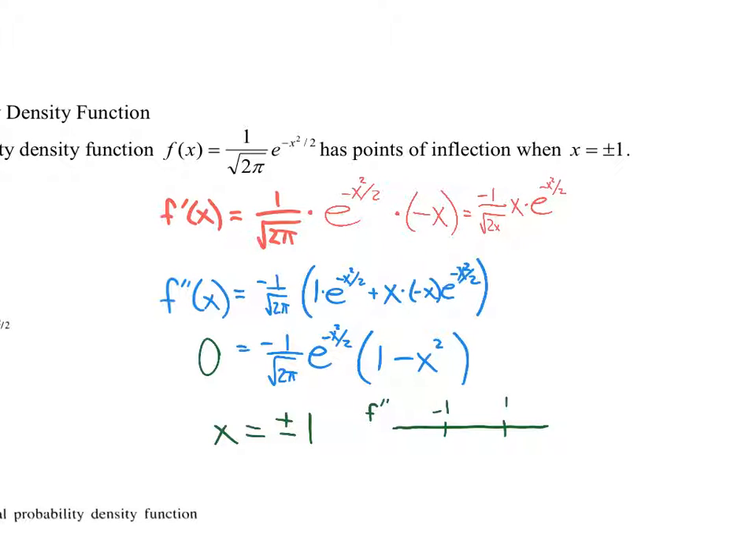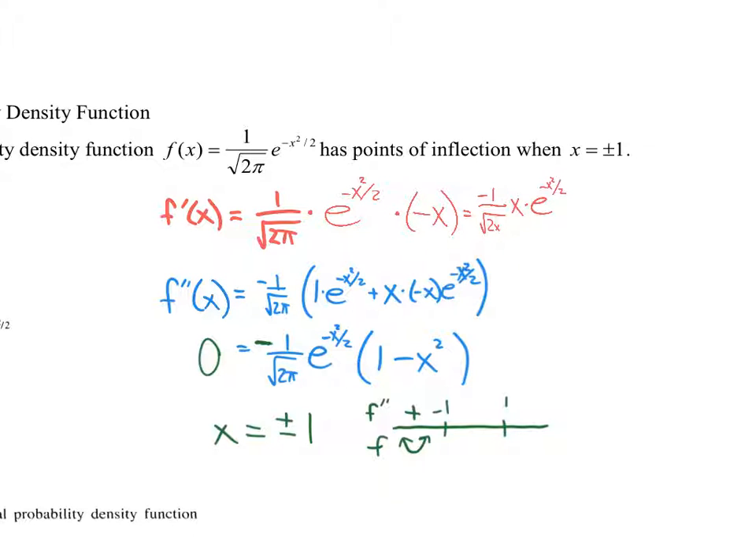So the second derivative, if I were to plug in anything to e to a power, I know it's going to be positive, right? So I have here a negative times a positive times whatever's in the parentheses. So if I plug in, say, a -2, I'm going to have 1 minus 4, which is negative. So I have a negative times positive times negative. So that's positive, and that means I'm concave up here.